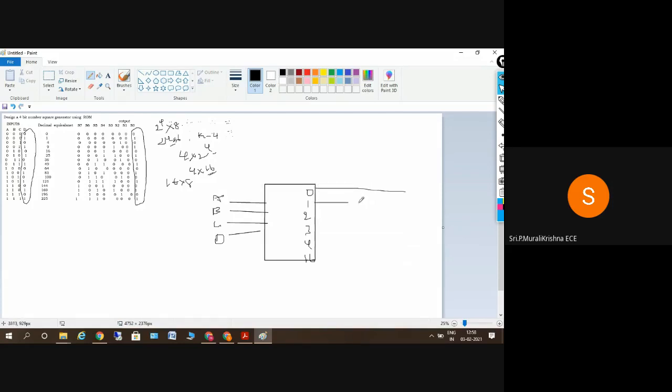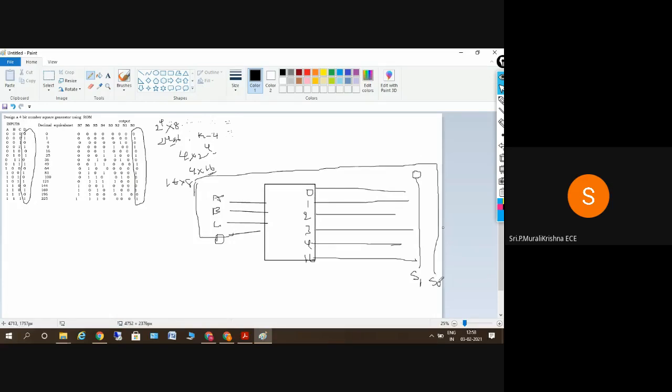Of the 8 outputs, one of the outputs is 0. What is that output? S1, so 0 is given to S1. And one of the outputs is equal to D, so D is given to S0. For the remaining ones, we need to use OR gates. So use 6 OR gates: third OR gate, fourth, fifth, and sixth. So this is S2, S3, S4, S5, S6, and S7.